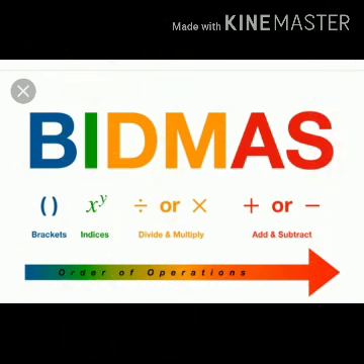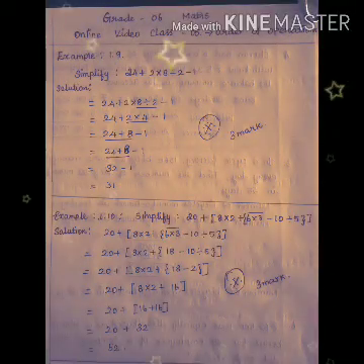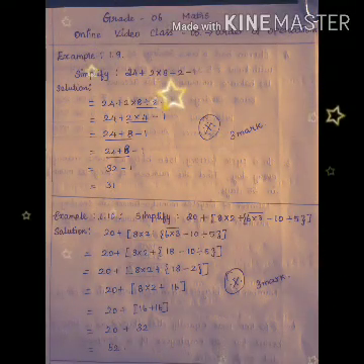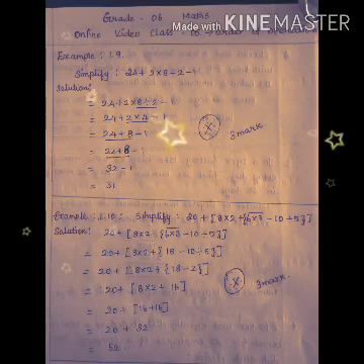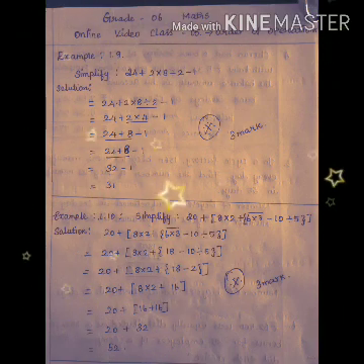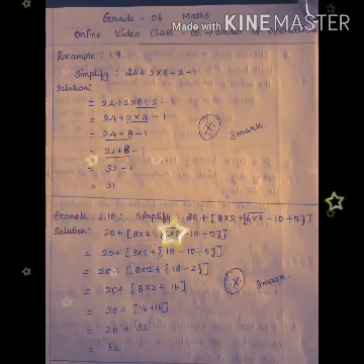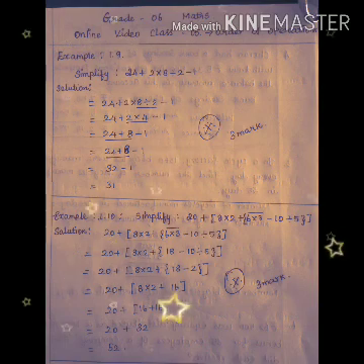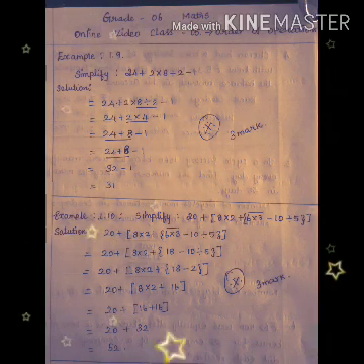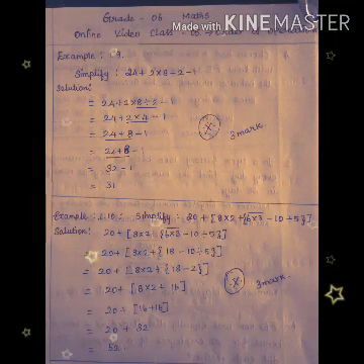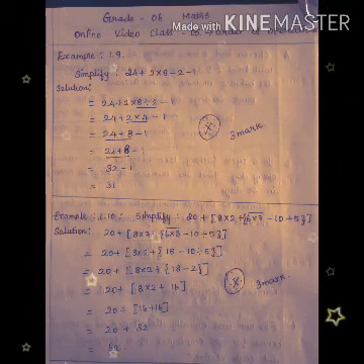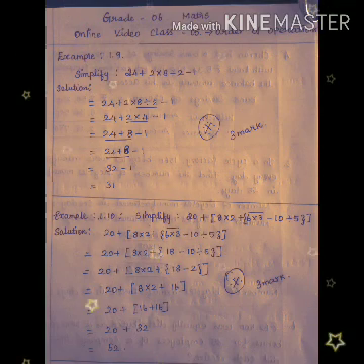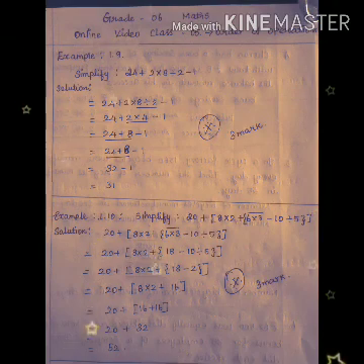Okay, students, we are going to start with our example 1.9 sum. See the question. Simplify 24 plus 2 multiply 8 divided by 2 minus 1. So this is our question. We want to solve this sum. See the solution. 24 plus 2 multiply 8 divided by 2 minus 1.